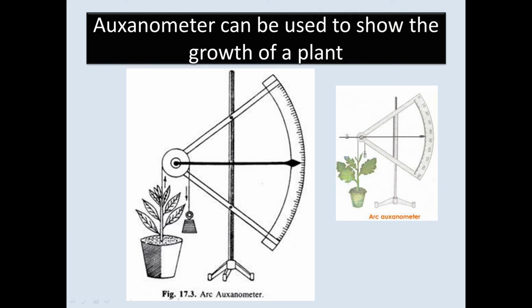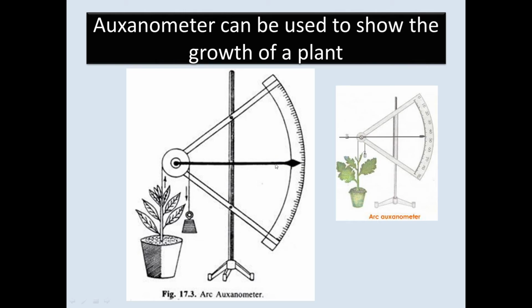This is how you fix the plant with this auxanometer. The potted plant is taken and placed like this, and the tip of the shoot is tied up with a string and the string is passed over the pulley, and at the other terminal of the string a weight is hung. When the plant grows up, the weight moves downward, making this indicator move down. But if you do it the other way around, if you connect the plant to this side and the weight to the opposite side, this indicator moves upward.